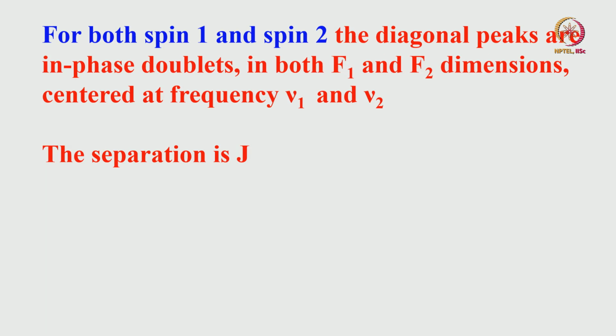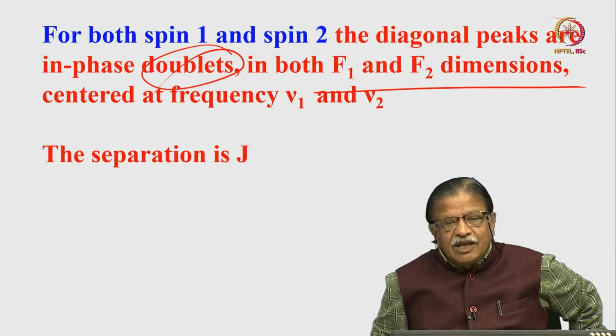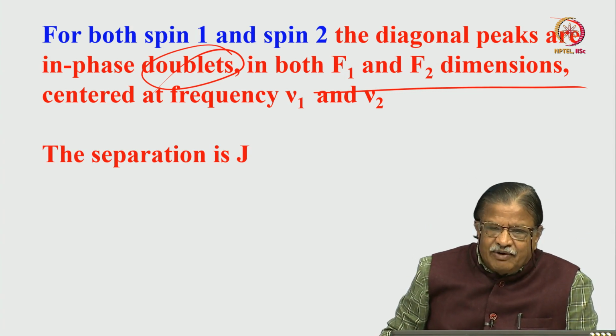For both spins 1 and 2, the diagonal peaks are in-phase doublets. Okay, we get 4 peaks, that's fine. But further, the diagonal peaks are in-phase doublets in both the F1 and F2 dimensions. The center is at the frequencies nu1 and nu2, and the separation is J. What do you mean by an in-phase doublet? That we have to understand.